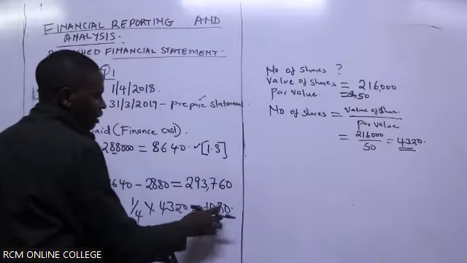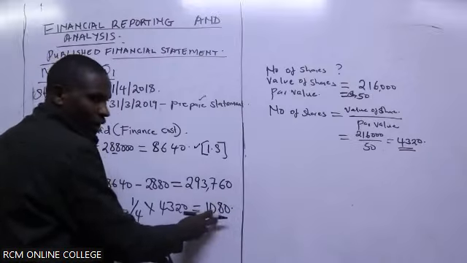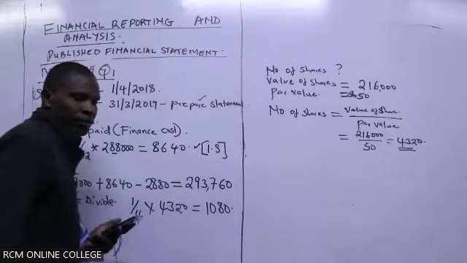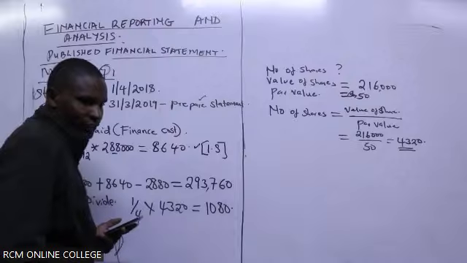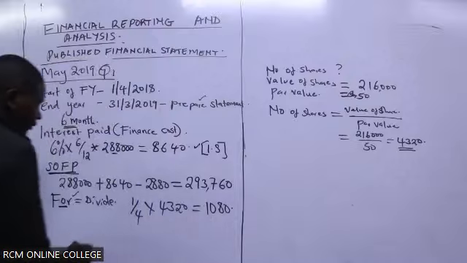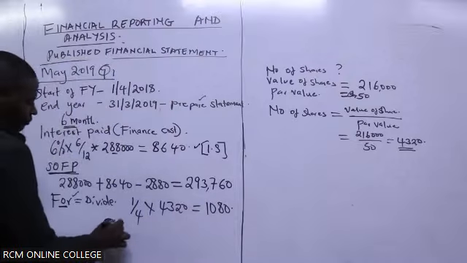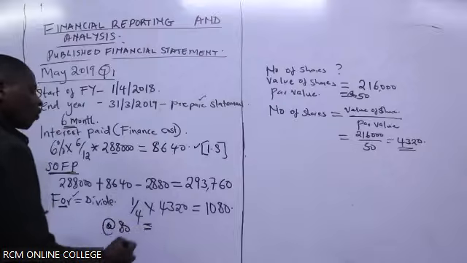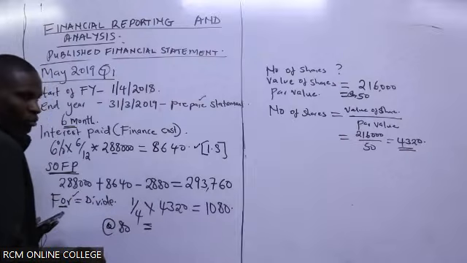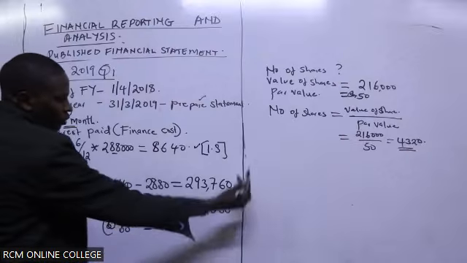These are the number of shares, but these ones were going at how much? At 80. They were going at 80. So if they were going at 80, what is the value of those shares now? What is the value of those number of shares?